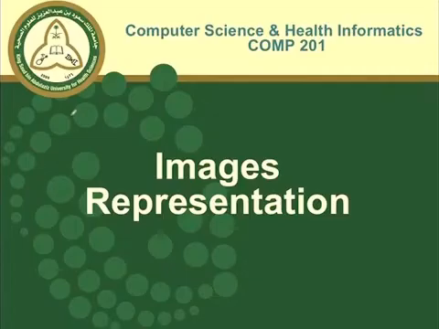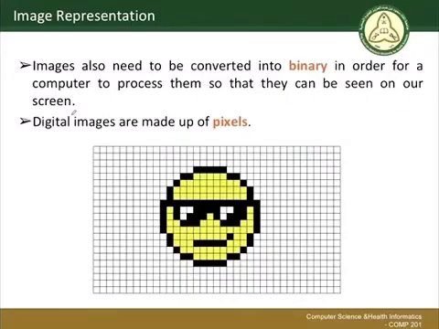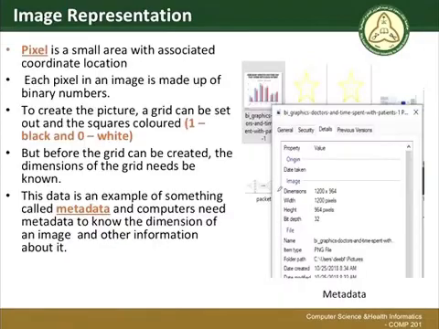Let's talk now about image representation. Images also need to be converted into binary in order for the computer to process them so they can be seen on our screen. Images are made up of pixels, and what I mean by pixel is this square here. So in reality, you don't see the squares, you just see the space here with a white background. But here we just want you to understand that each image is a collection of pixels. So a pixel is a small area with an associated coordinate location.